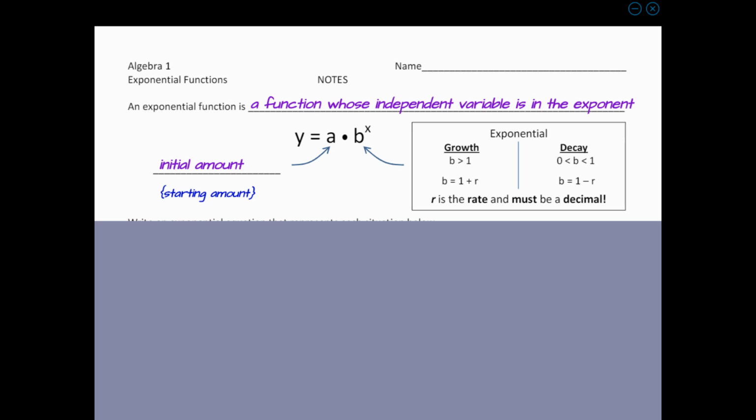Okay, on the next page, we already had this blank filled in from the very front page, but here it is again. So an exponential function is a function whose independent variable is in the exponent. That just means that your variable is your exponent. This number out front that is not raised to the power is your initial amount, your starting amount. Another word would be beginning amount. Any of those phrases would indicate that you're talking about that number out front.